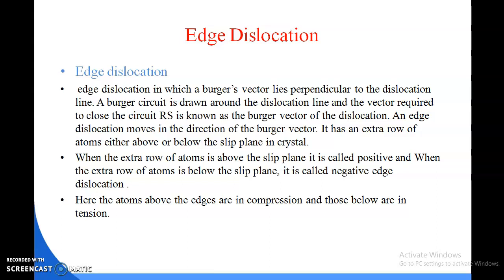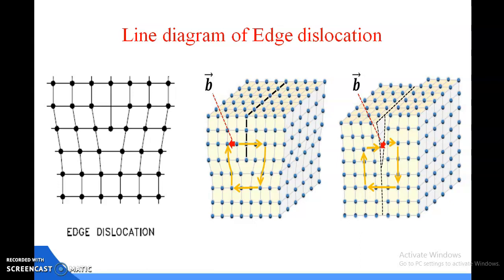Here I am going to show what the positive dislocation and the negative dislocation are, by a diagram of the edge dislocation. So, here is the line diagram of an edge dislocation. This is called a positive dislocation, because here is the diagram of the positive T, that is our positive dislocation.